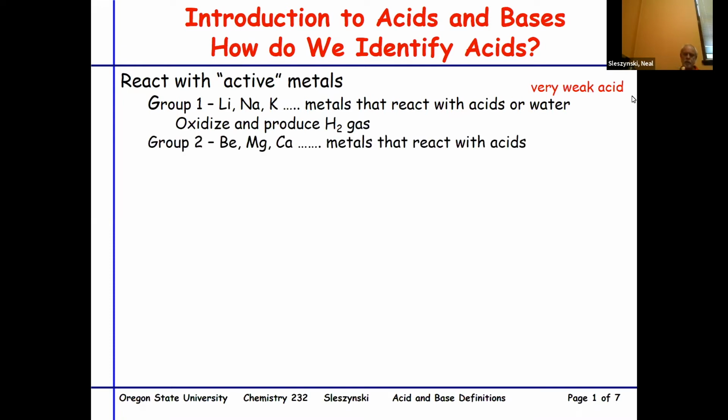Group 2 elements, beryllium, magnesium, calcium, are metals that are reactive enough to react with acids, but not reactive enough to react with water, and similarly oxidize in their reaction with acids to produce hydrogen gas.